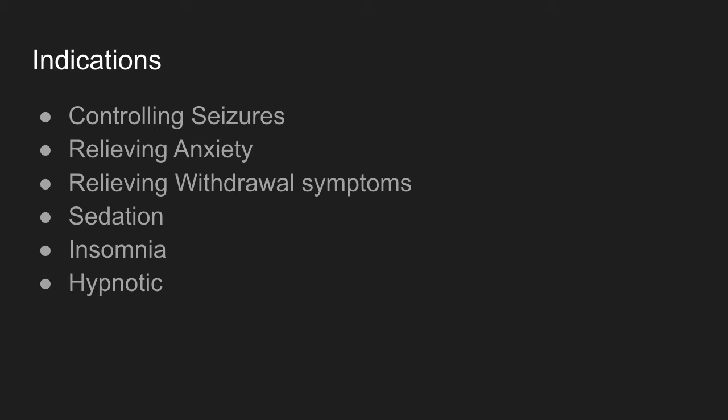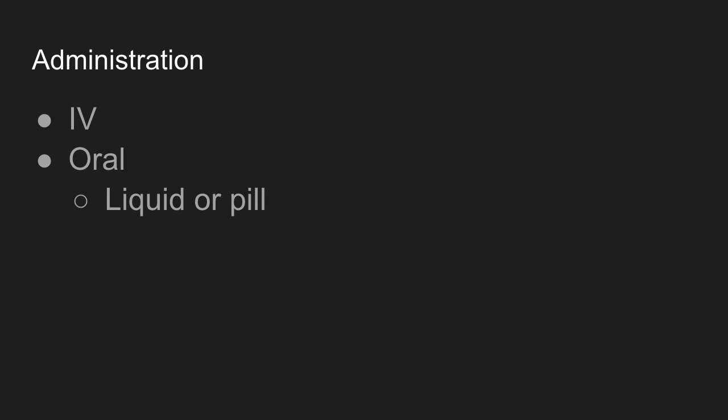Phenobarbital can be used to control seizures, relieve anxiety, and relieve withdrawal symptoms while coming off of the effects of other drugs. It can provide sedation. It can treat insomnia by providing a hypnotic effect on the person. Phenobarbital can be administered 2 ways: through an IV injectable solution, or it can be used orally through a liquid or a pill.